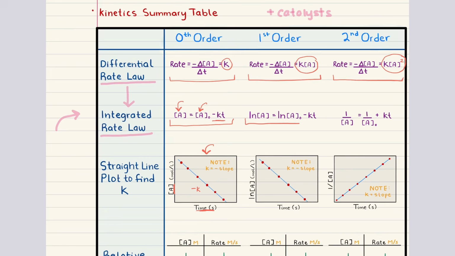For first-order kinetics, the natural log of the concentration at time t equals the natural log of the initial concentration minus kt. And plotting the natural log of concentration versus time gives us a straight line with a slope of negative k. For second-order reactions, 1 divided by the concentration at time t equals 1 divided by the initial concentration plus kt. And this becomes a straight line when we plot the reciprocal of concentration versus time. The slope here gives us positive k.